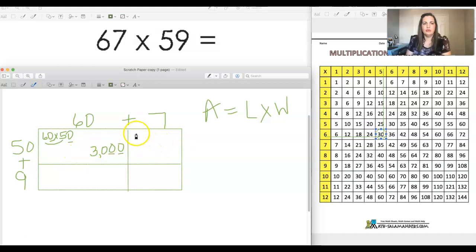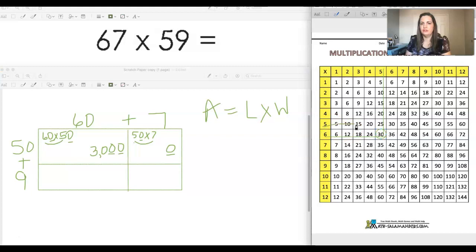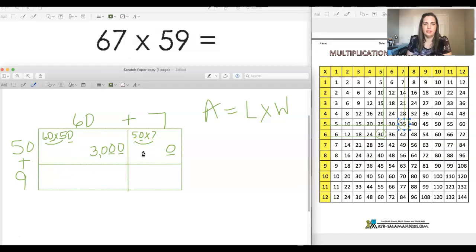For the next rectangle, it will be 50 times 7. 50 is a multiple of 10. I can count the zeros and put the same number in my answer. Then I have a basic fact, 5 times 7. Come over to your multiplication chart, find the 5, and where the 7 meet, that is your answer. 5 times 7 equals 35. But in this case, we're saying 50 times 7, which is 350.